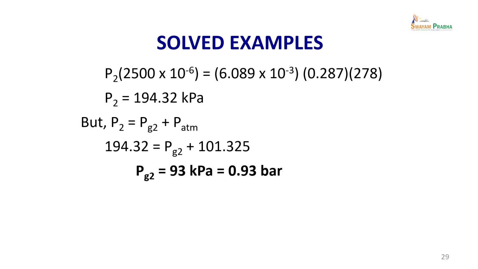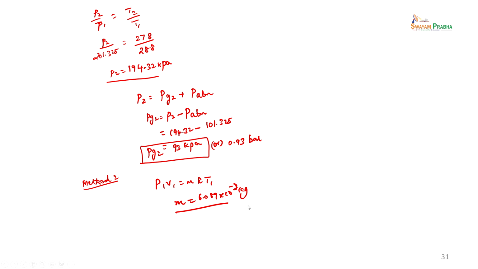Now, apply the same equation for state 2, P2 V2 equal to MRT2, and find out the P2 value. P2 value you will get as 194.32 kilopascal, and from P2 we can find out Pg2, which is equal to 93 kilopascal.